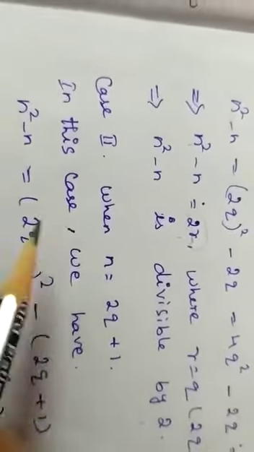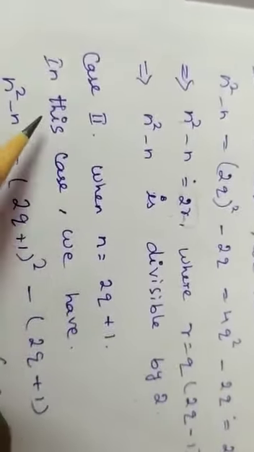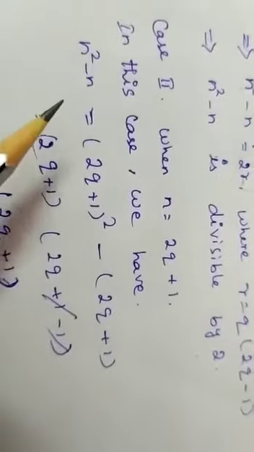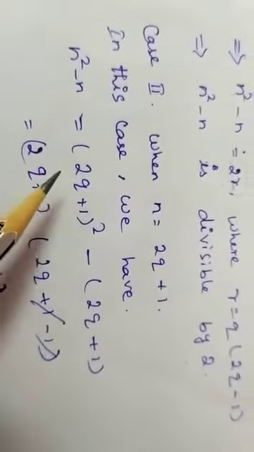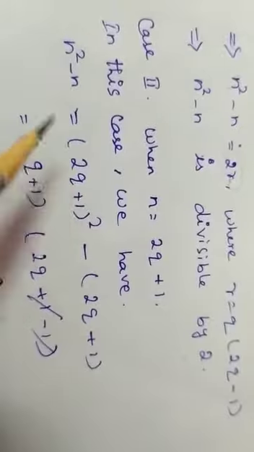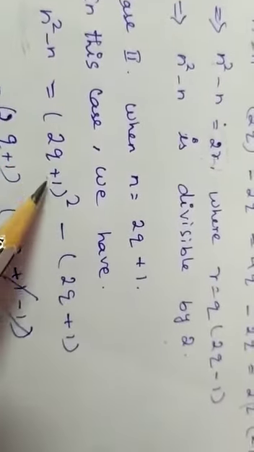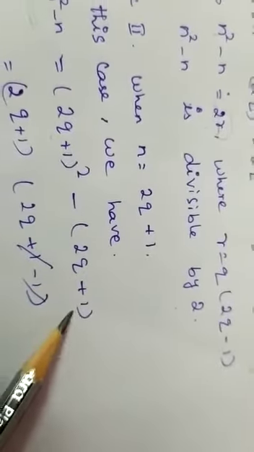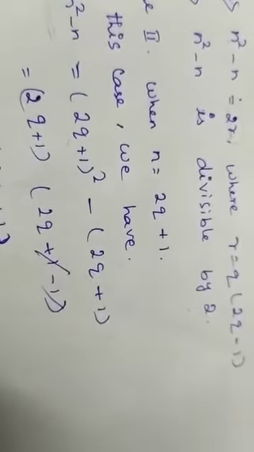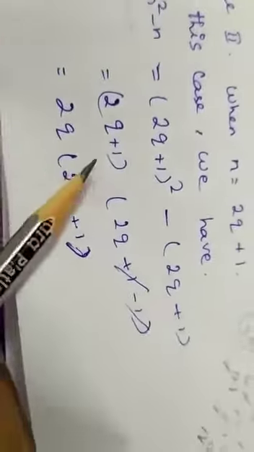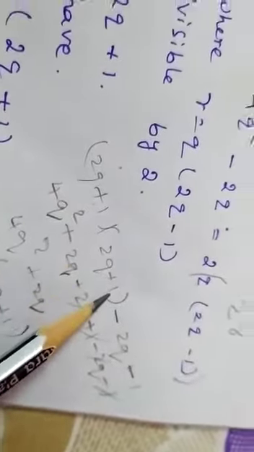So in case 2, when n equal to 2q plus 1, in this case we have n square minus n equal to, we'll put the value of 2q plus 1 in the place of n in this equation. So we'll get 2q plus 1 whole square minus 2q plus 1. Here it is given in short, let me show in detail. We have 2q plus 1 whole square, so I am writing it two times, 2q plus 1 into 2q plus 1, minus 2q minus 1.